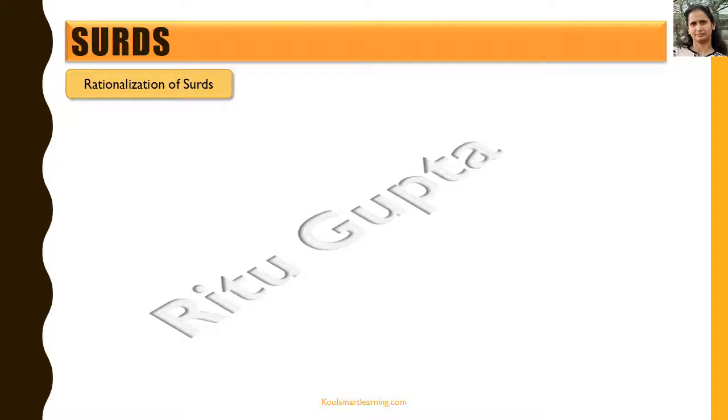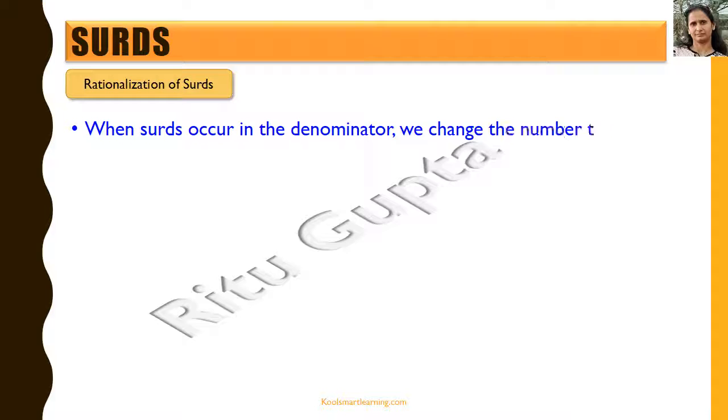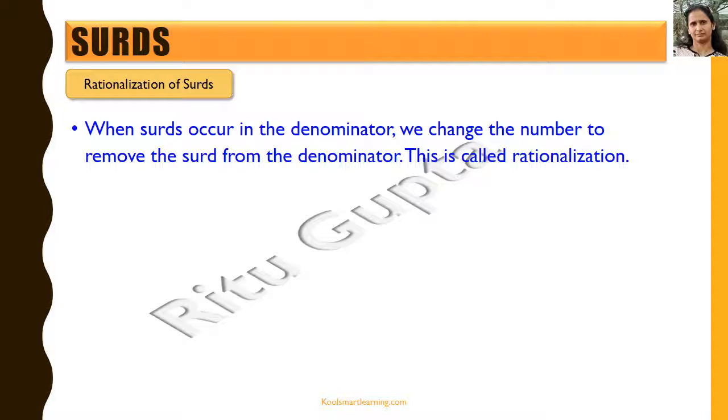So now we'll talk about rationalization of surds. When surds occur in the denominator, we change the number to remove the surd from the denominator and we bring it to the numerator in some way without changing the value of the given surd. So this process is called rationalization.